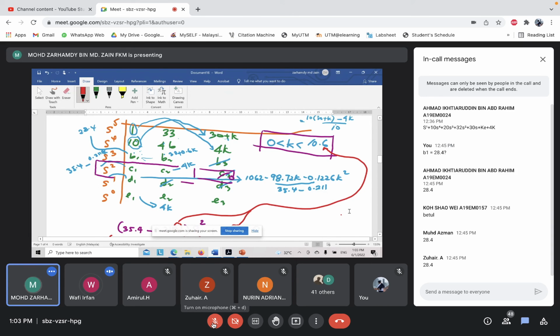Okey, terima kasih Doktor. Baik. Ada lagi tak? Ada soalan lagi? Ada nak tanya lagi? Sir, ya.